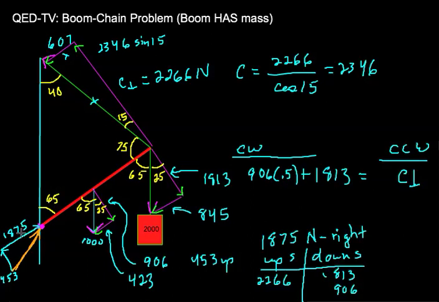If I take 1875 squared plus 453 squared, and then take the square root of that whole thing, I will get a resultant vector of 1929 newtons, if I've done my math right, and you should check me on that. So my resultant force on the boom from the wall is going to be 1929 newtons, but you'll notice it's not working straight down along the boom.